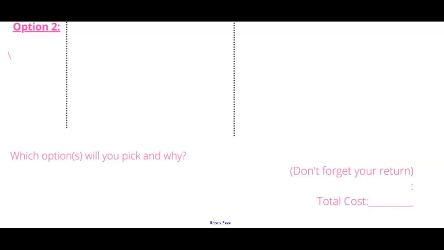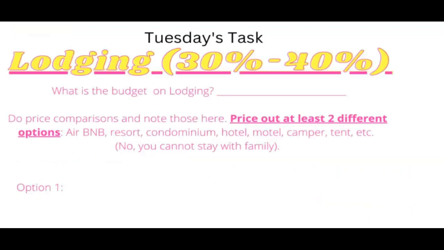Okay, so lodging. Lodging needs to be between 30 and 40% of your $3,500 budget. Again, we want you to price out 2 different options. Are you going to stay in an Airbnb? Are you going to stay at a resort where some other things are included? Condominium, a hotel, a motel, camper, tent.